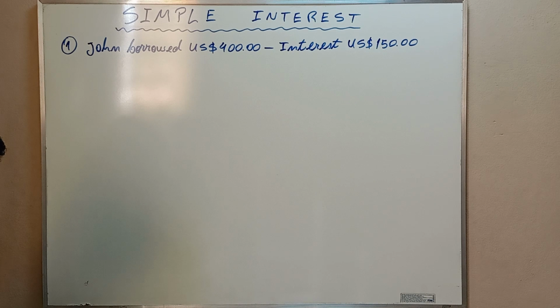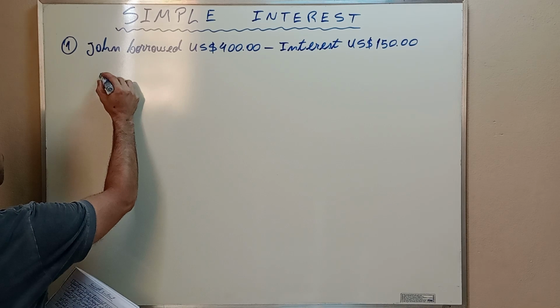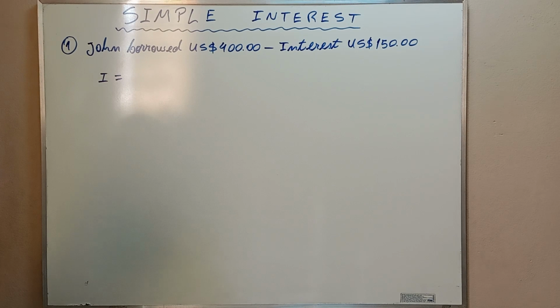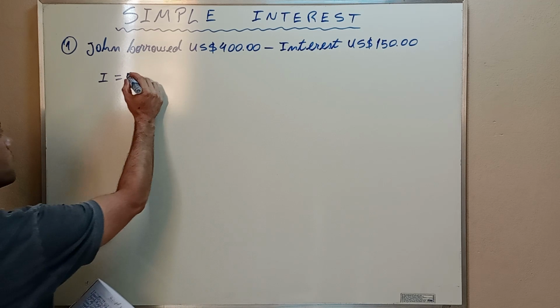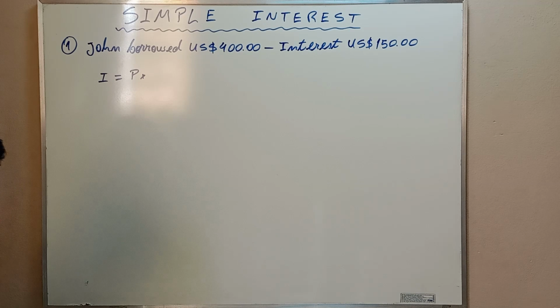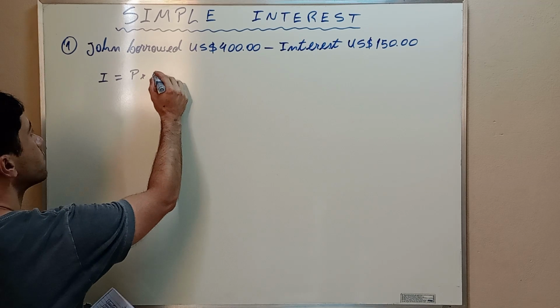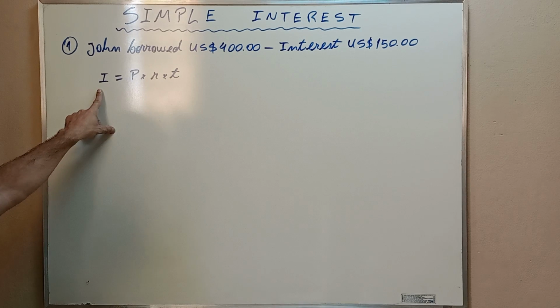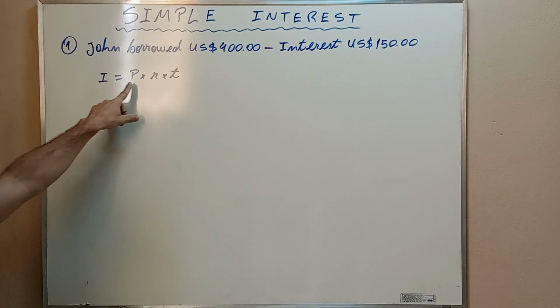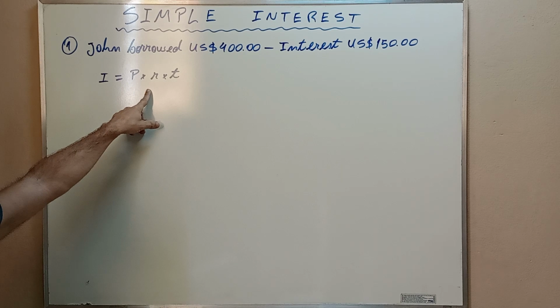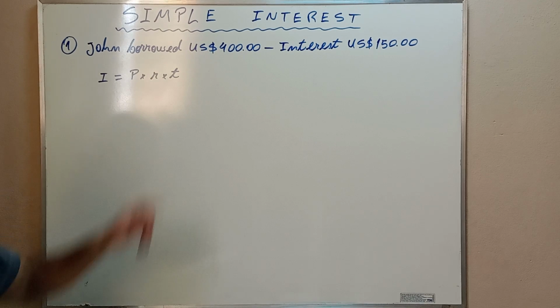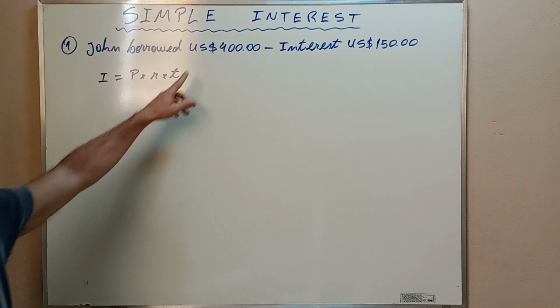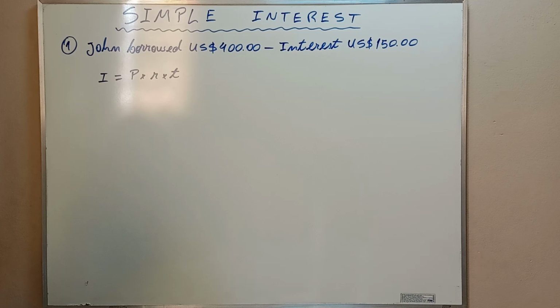What is the formula for the simple interest? It is interest is equal to the principal times the interest rate times the time. Alright? Interest in dollars is equal to the principal times the rate, the interest rate, times the time. And the principal is $400 and the time is 6 months, because the exercise said that it was 2 quarters.